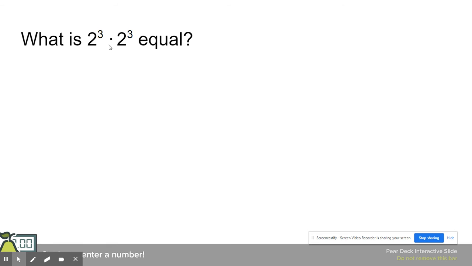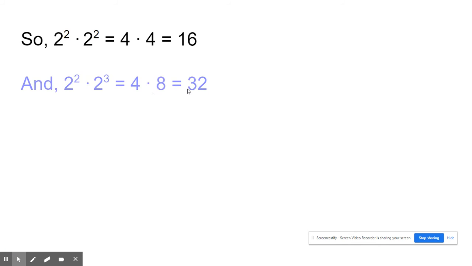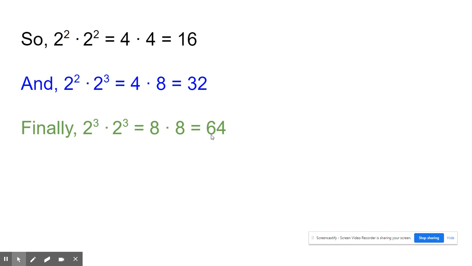How about 2 cubed times 2 cubed? 2 to the 3rd times 2 to the 3rd. 8 times 8 is 64. Okay, here it is. 16, 32, and 64.